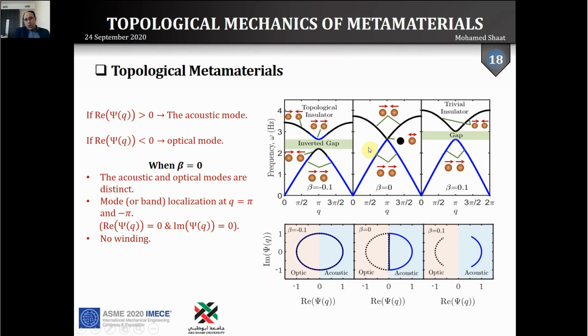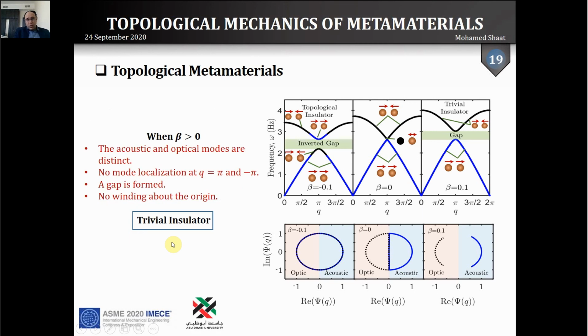Because of this localization, and because the acoustic and optic modes are localized and identical, when Q and pi equal 0, no gap is forming. So there is no insulating state for this material, or this metamaterial. It is a conductor. It is not an insulator. It is a conducting material, and in that case, no gap is formed.